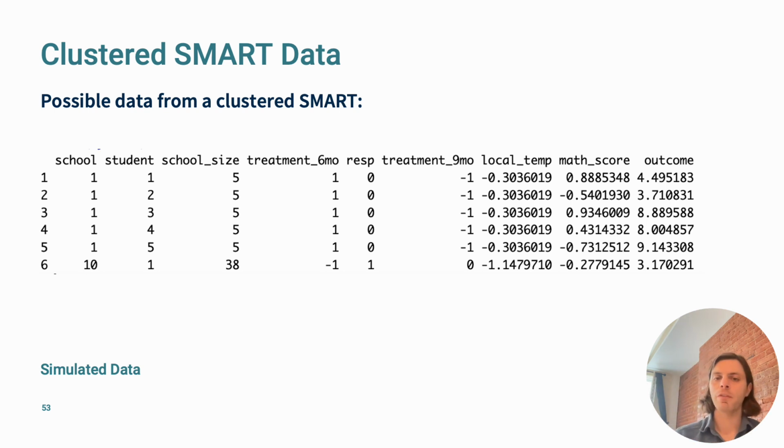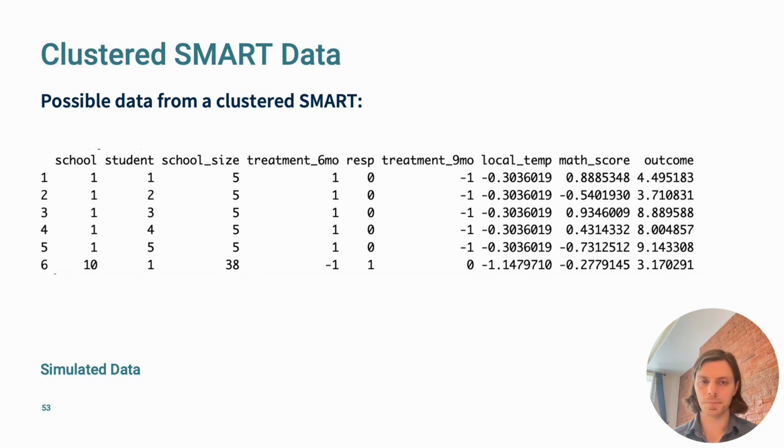Then we have 2 baseline covariates. We have local temperature and math score, both standardized around 0. So temperature is a school level covariate. That's why it's the same for each of these students within the school, because the entire school has the same weather. Math score, though, is an individual level score. It's at the student level, which is why math score is varying for each student within a given school. Then we have our outcome Y variable. This is an individual level outcome as well, which is why each of these outcomes are varying for each student within the school.